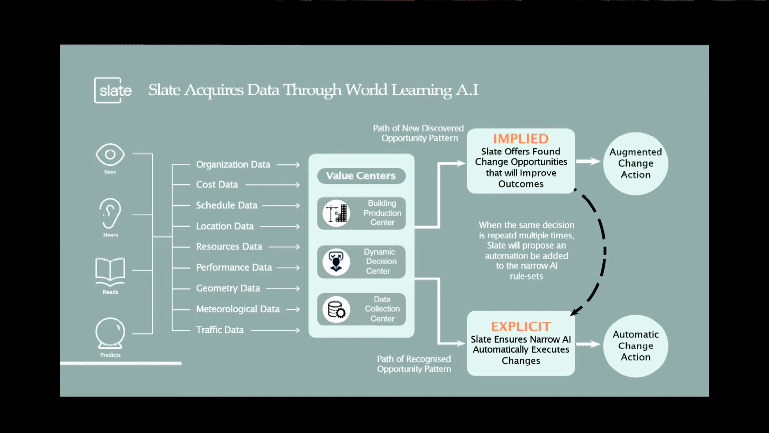So for Slate, that's really where it comes in, around the idea that the Slate system can see, it can hear, it can read, and it can predict. So it can take all of this project data, all of this data about delivery in the project, and actually start to analyze that and offer suggestions. So you end up with implied and explicit opportunities or suggestions based off of all this data, just like I described with the Waze app, but now you're starting to drive that back into the full project.